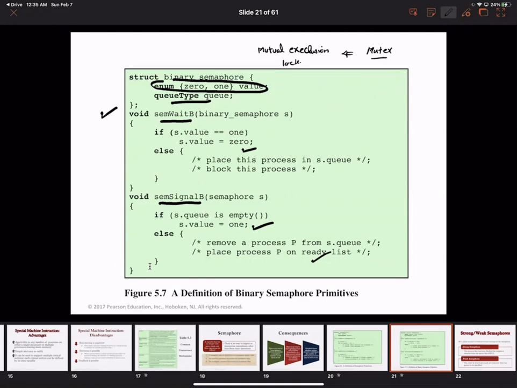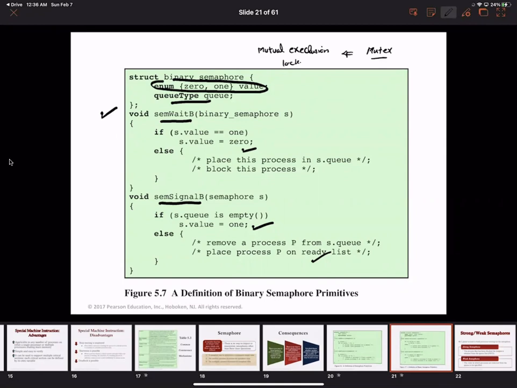A key difference between the mutex and a binary semaphore is that the process that locks the mutex, which means it sets the value to 0, must be the one that unlocks it, which means it has to set the value to 1. In contrast, it is possible for one process to lock a binary semaphore and for another to unlock it.